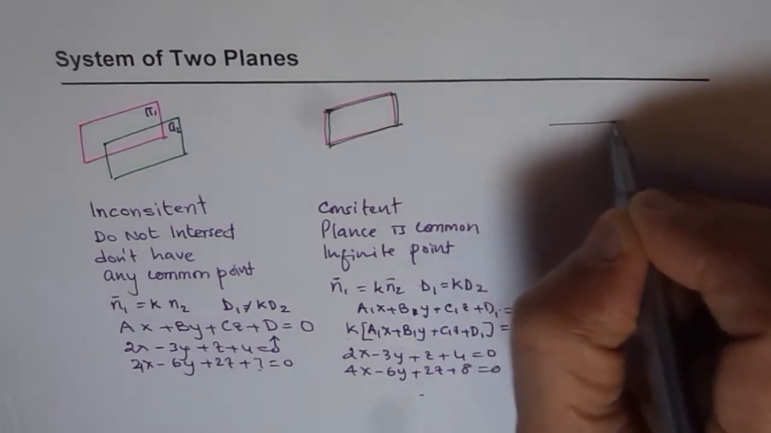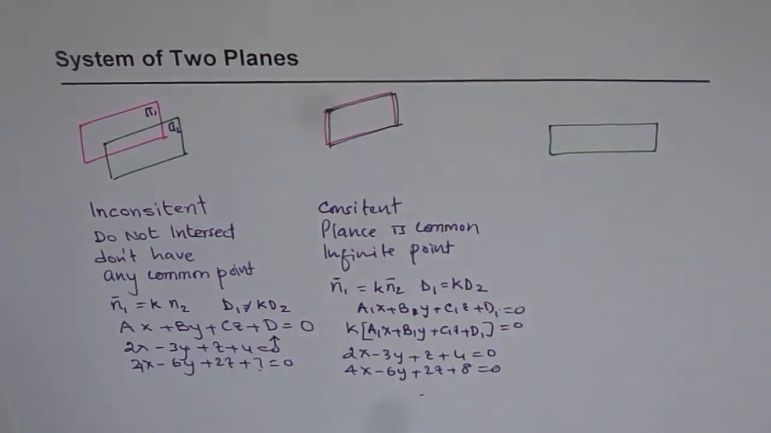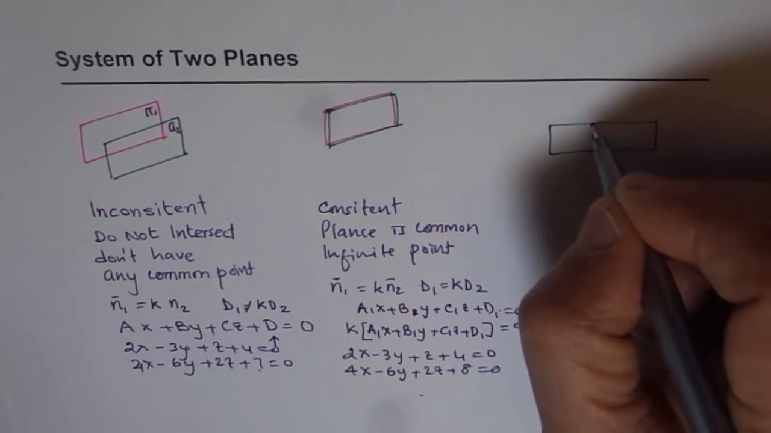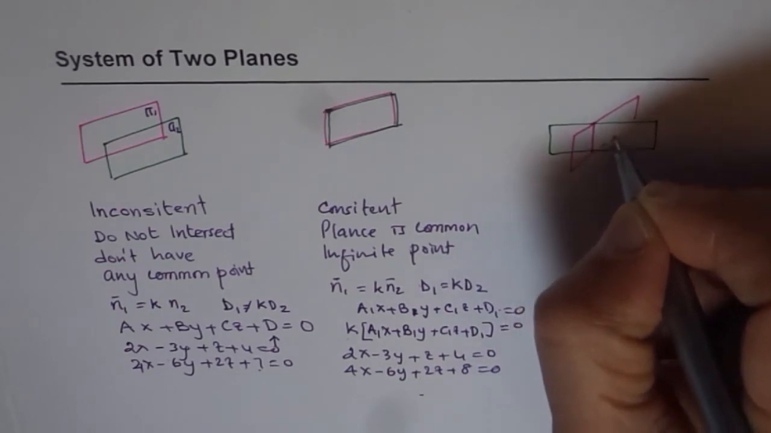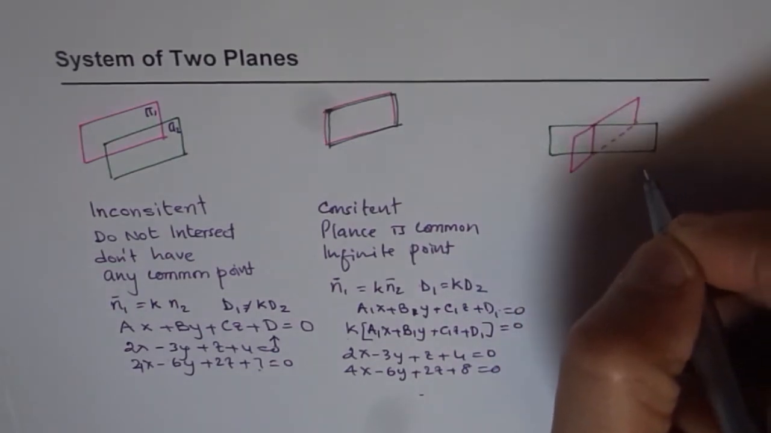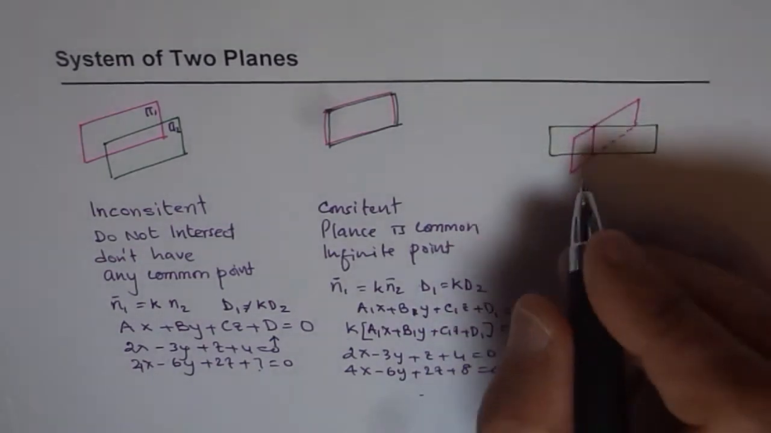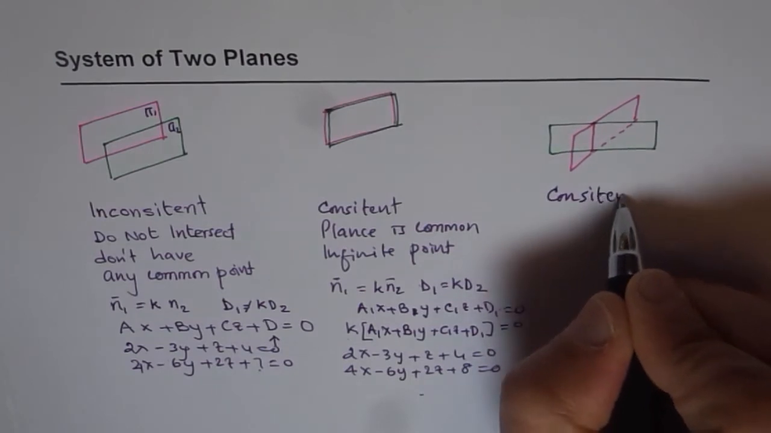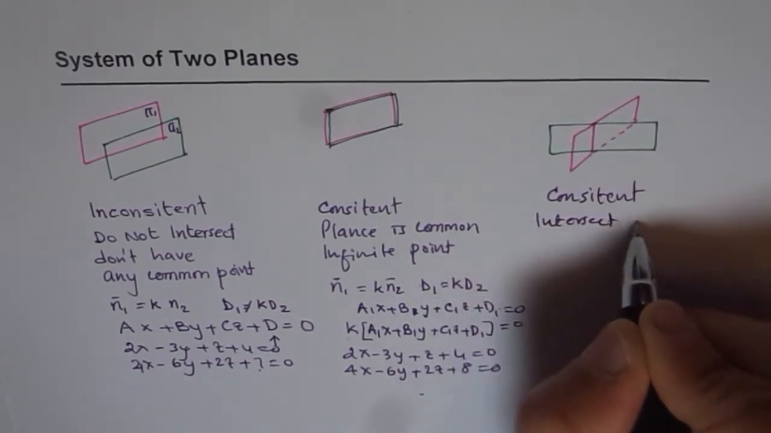Now let's look into the third scenario in which two planes intersect. How will they intersect if they intersect other than overlapping? They could only intersect in a line. So the other plane could go through this plane in a line. For example, like this. Do you see that? This plane intersects the other plane and they have a line in common. So this system is also consistent, right? Since they have a solution. And here they intersect in a line.